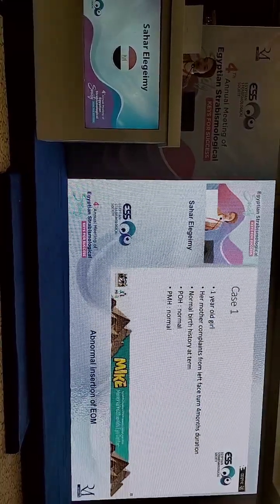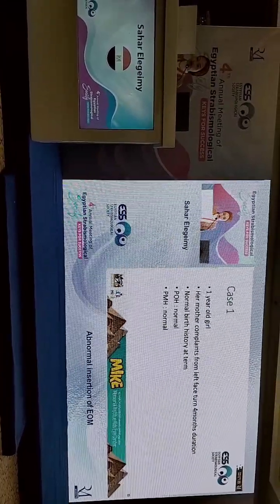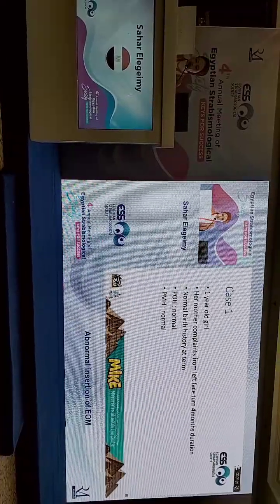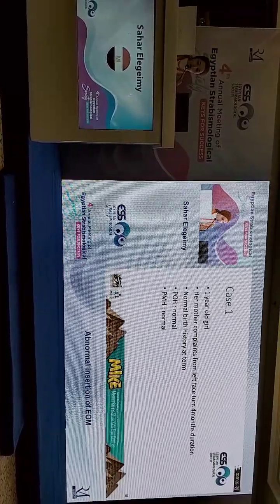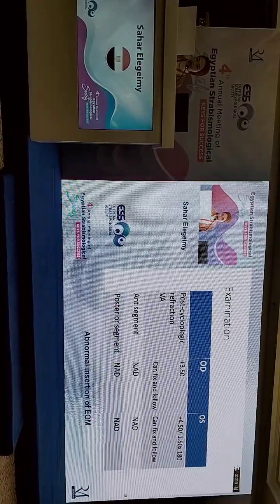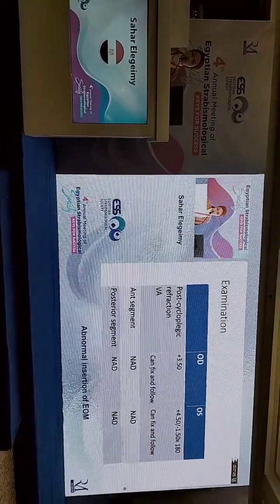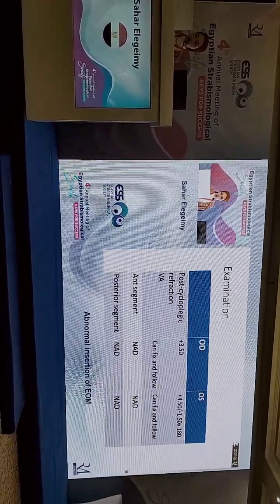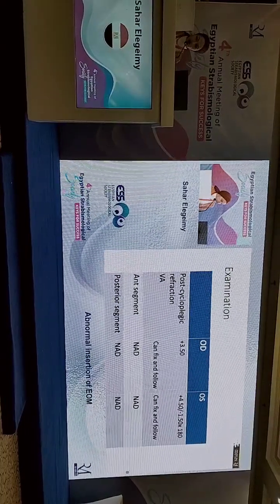My first case is a 1 year old girl. Her mother was complaining of red fistula for 4 months duration. There was a normal birth history. Both past ophthalmic and past medical history were normal. Her refraction is shown in this table. She can fix and follow very well, and both anterior segment and posterior segment were normal.